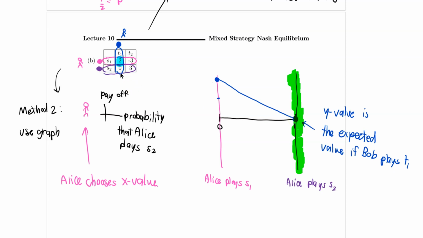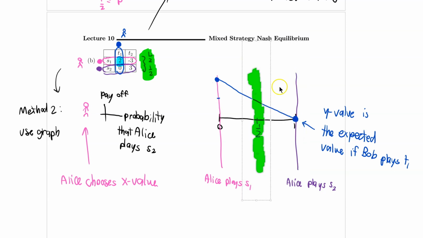But if Alice changes her mind and says, okay, I'm going to play the top row with probability 1/2 and the bottom row with probability 1/2, I can do that because Alice can choose whatever row she wants. That means Alice chooses the x value, and the x value is the probability. So that means Alice chooses the x value to be 1/2. And you can see that the expected value of the game is going to be half of 2 and half of 0, which is 1, and that's exactly the y value that we see here.